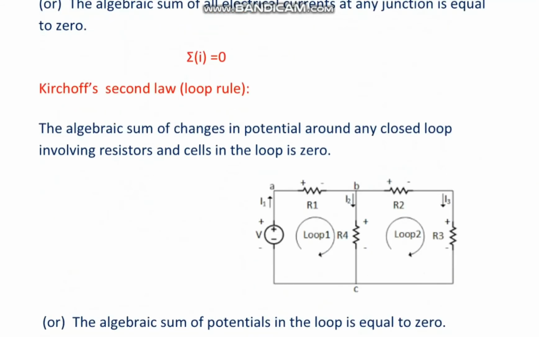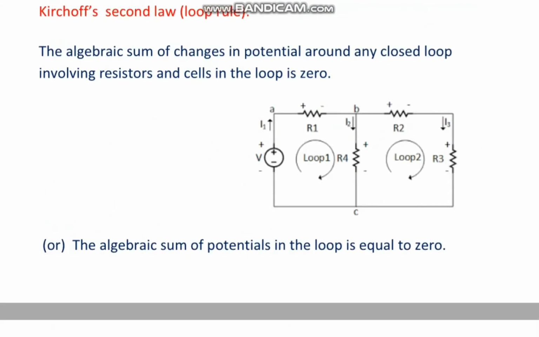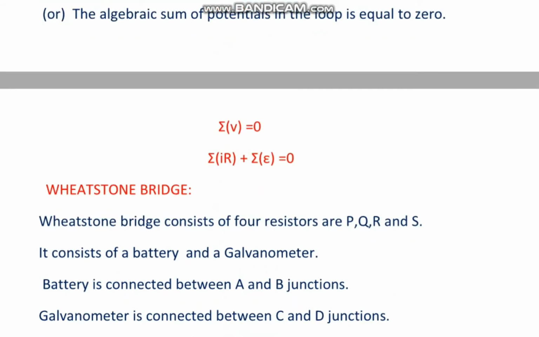And the second one, Kirchhoff's second law, is also called the loop rule. The algebraic sum of changes in potential around any closed loop, involving resistors and cells in the loop, is 0, or the algebraic sum of potentials in the loop is equal to 0. When we observe this diagram, in any circuit the closed loop must contain resistors and cells, so we can apply the second rule. The equation will be summation V is equal to 0, or summation IR plus summation epsilon is equal to 0.